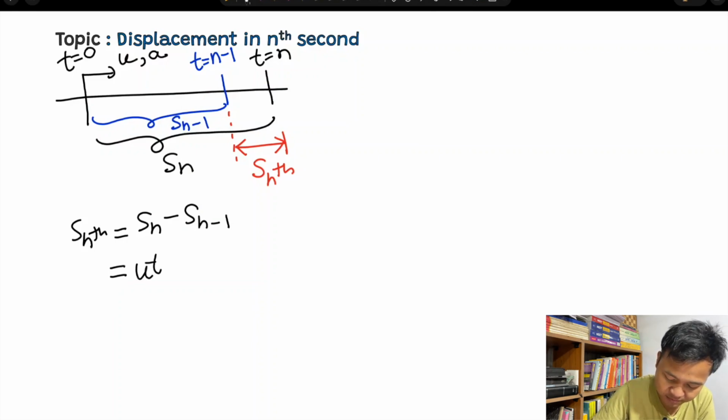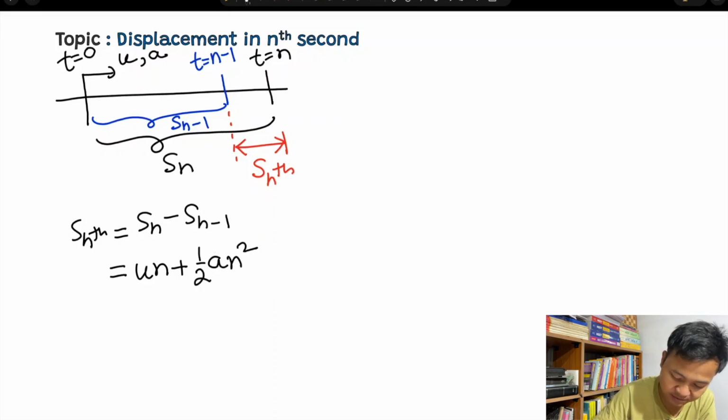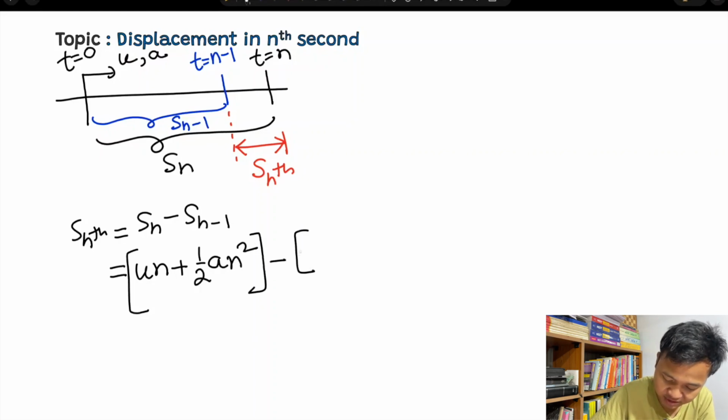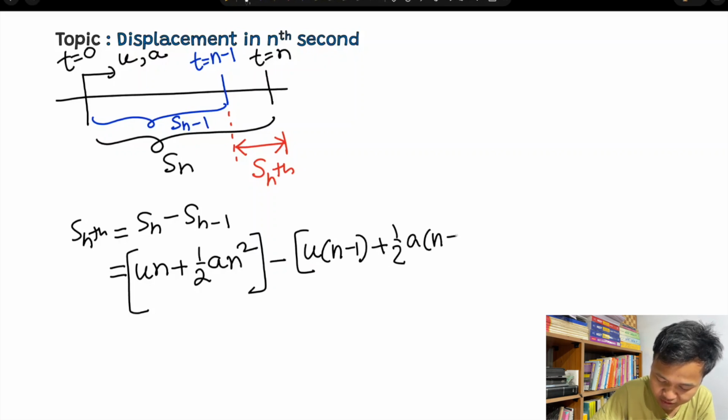u into t, okay, plus half a t square. Here the time is n. So therefore I have to write here Sn is equal to u into n plus half into a into n square, where t is replaced by n. First part minus, second part is u into n minus 1 plus half into a into n minus 1 whole square.